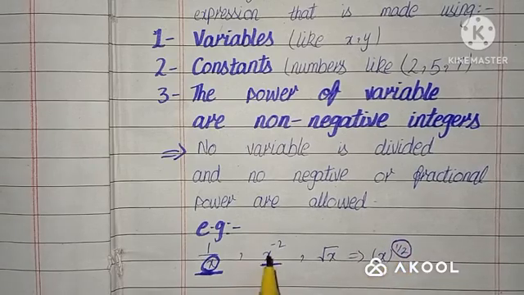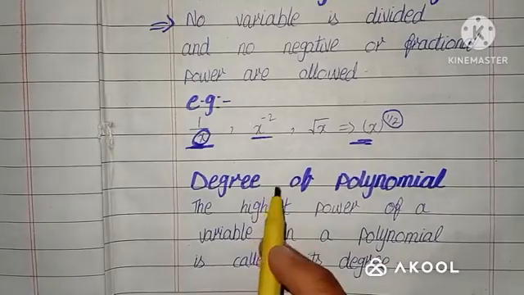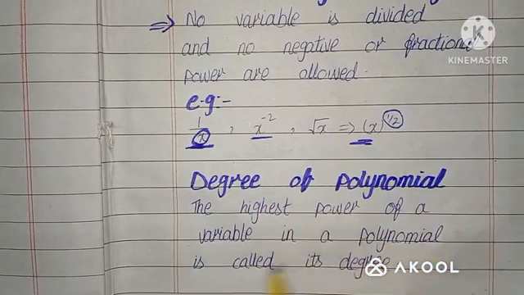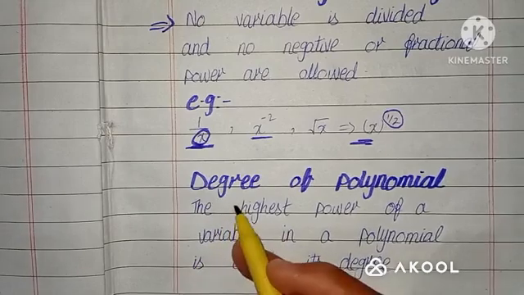Next, the degree of polynomial. What is the degree of polynomial? The highest power of a variable in a polynomial is called its degree. In any polynomial that we have, the greatest power of the variable, which is the highest power present in the expression, is exactly what we refer to as the degree of the polynomial.